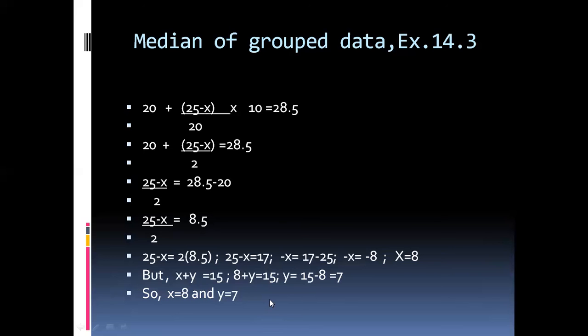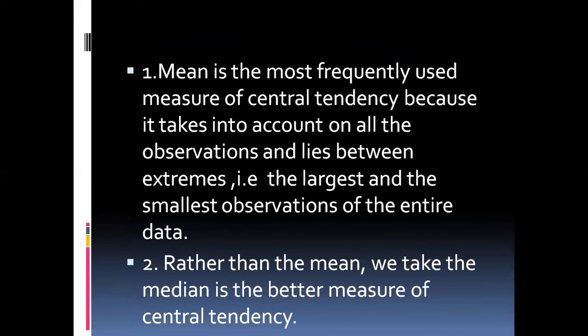Very, very important. Next, a very important concept: the mean is the most frequently used measure of central tendency. Here, what are mean, median, and mode? These are nothing but the measures of central tendency. So, the mean is the most frequently used measure of central tendency because it takes into account all observations. That means from the starting to the ending, all observations are taken when you calculate the mean, and it lies between the extremes. That means between the smallest and the largest. The mean value lies between the smallest and the largest of the entire data.